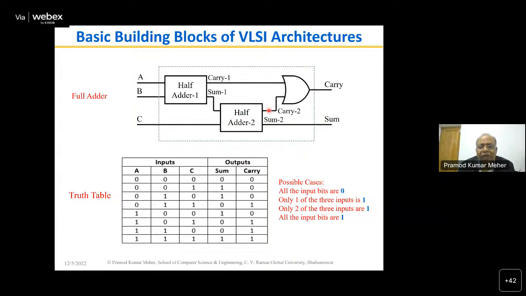Here 0 means carry 2 and sum 2 also 0; 0 or 0 will also be 0. So the result will be 0. When all inputs are 0, the outputs will be 0. When only one of the three inputs is 1, then your sum will be 1 and carry will be 0.